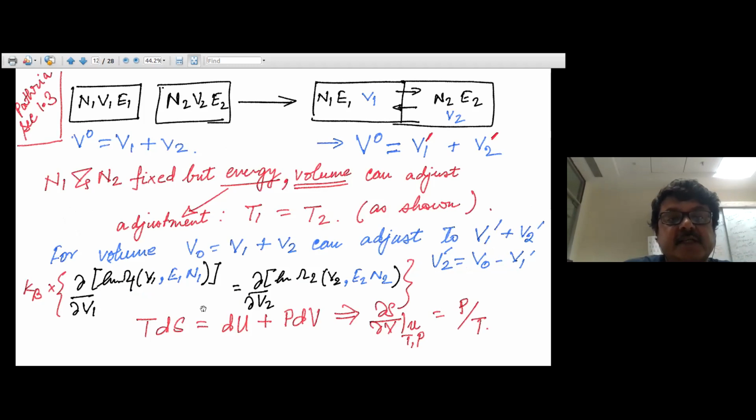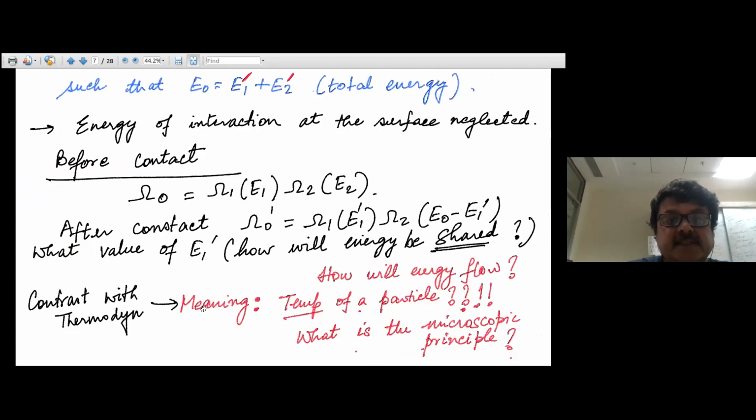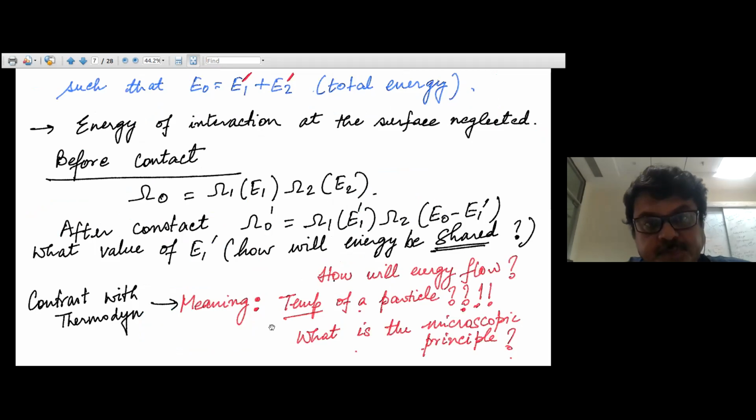So what we did in the previous class, just to remind you, is that there were two isolated systems, system S1 and S2. They were brought in contact, energy exchange was allowed, and the question we asked was, after energy exchange has taken place, so that system S1 has, suppose, E1 dash instead of E1, and system 2 has E2 dash instead of E2, what would be the new values? What are the conditions for the equilibrium?